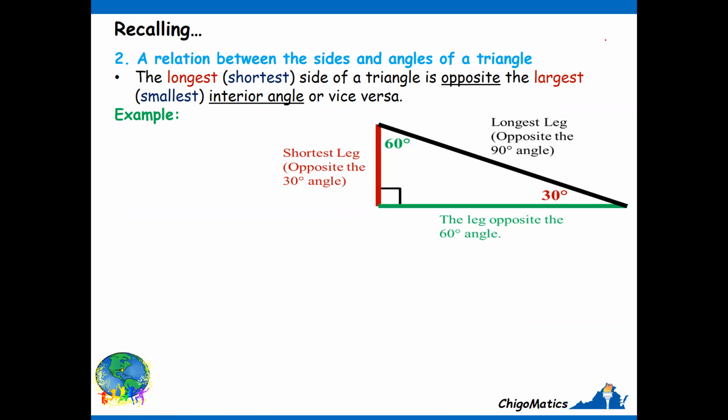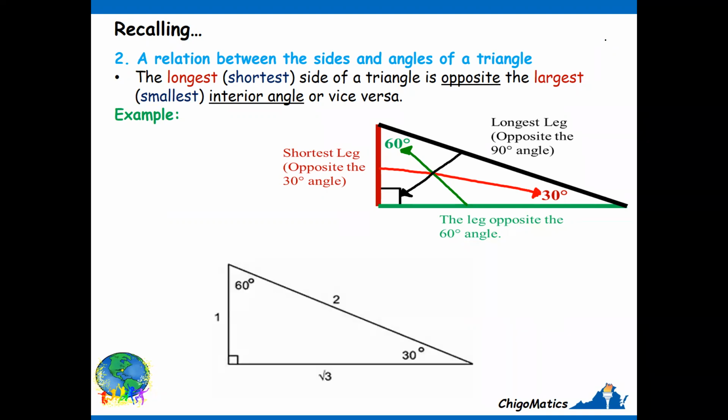The one in red is opposite the 30-degree angle. Then the one in green is opposite the 60-degree angle. Then the last one, the 90-degree angle, is opposite the side in black, right? So this is all what we mean by opposite. Look at the angle, then the side that is opposite. That's how you can identify them.